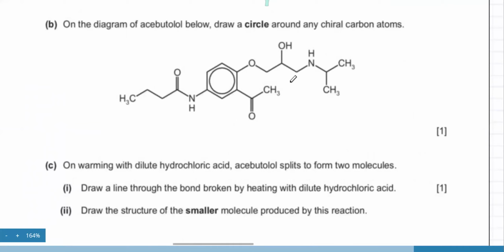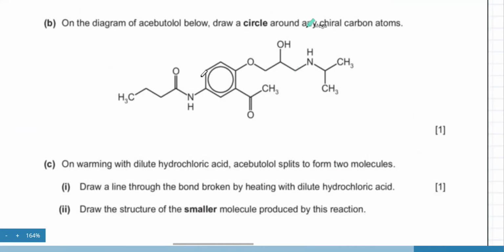Anyway, you have this molecule. It says draw a circle around any chiral carbon atoms. So find where the chiral carbon is. In benzene, remember, there is no chiral carbon. What else is left? CH2, so these are not chiral. Double bond, not chiral. Benzene ones, not chiral. Okay, so this is chiral.